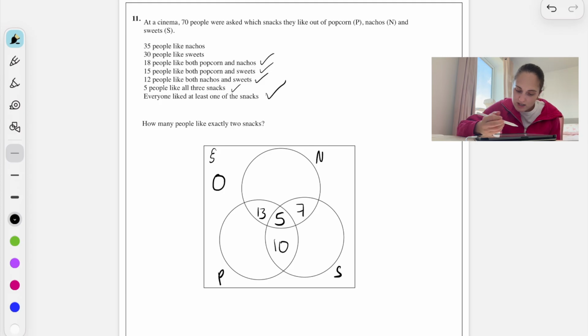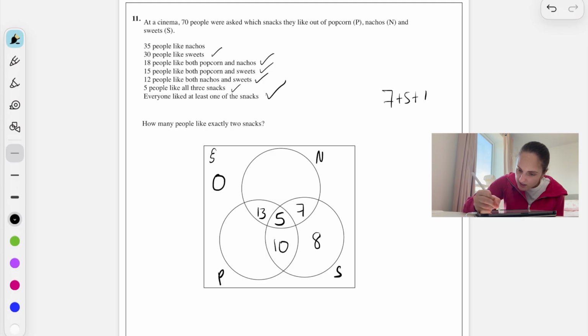30 people like sweets, so that must mean that this whole circle adds up to 30. So I'm going to do 7 plus 5 plus 10, so that's going to be 22, and that means we have 8 left. So I'm going to put 8 over here. 35 people like nachos, so this tells us that this whole circle adds up to 35. So I'm going to do 7 plus 5 plus 13, that's going to be 25, and I'm going to subtract that from 35 to get 10.